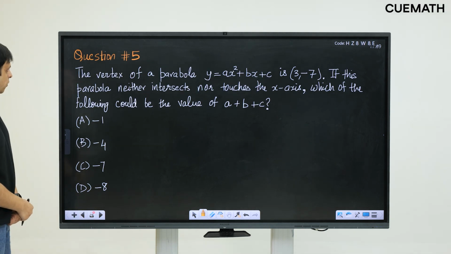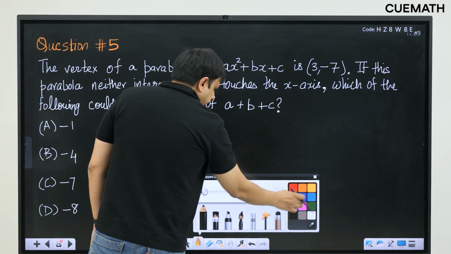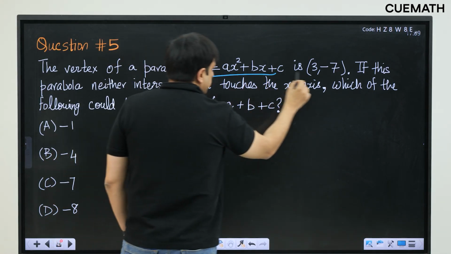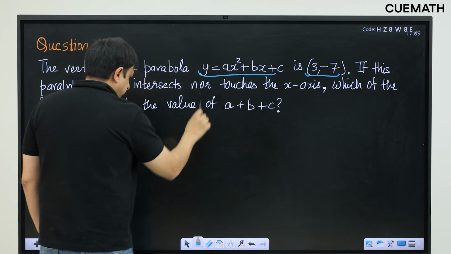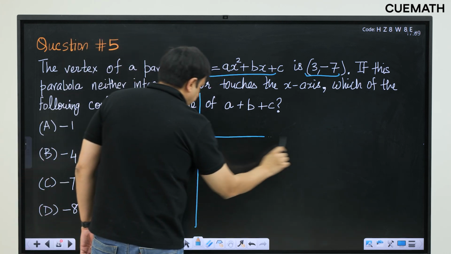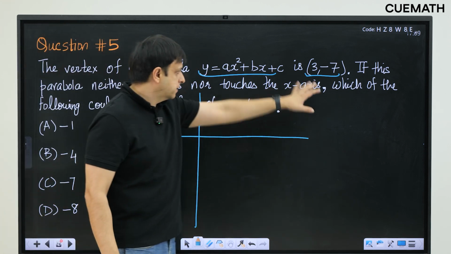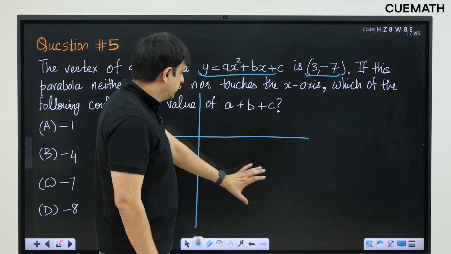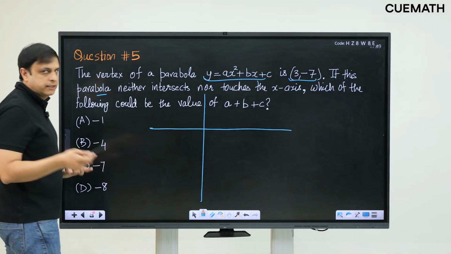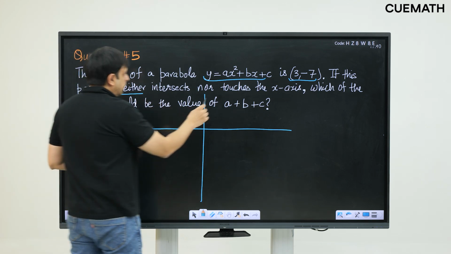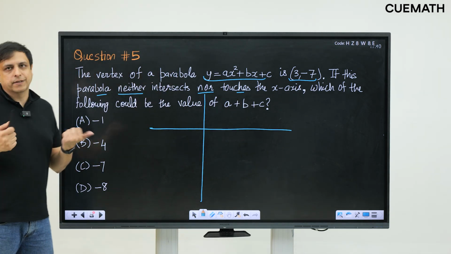All right. Over to question 5, it says the vertex of a parabola y equal to ax square plus bx plus c is 3 comma minus 7. So, let me just draw quickly an axis here, and we know that the vertex we are told is 3 comma minus 7. So, it lies in this quadrant here. If this parabola neither intersects nor touches the x axis, which of the following could be the value of a plus b plus c?